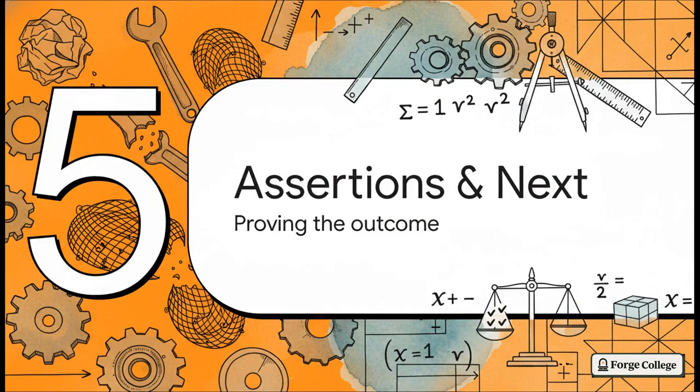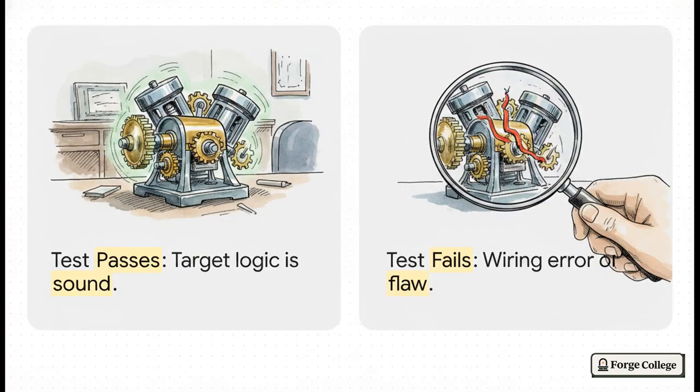All right, let's bring it all together in Section 5, Assertions and Next Steps. So we've run our chaos experiments. Now we need to prove our target actually handled it correctly. The beauty of mock-driven tests is that the results give you crystal-clear debugging signals. If the test passes, you have absolute confidence that your target logic is sound and it handled that specific edge case perfectly.